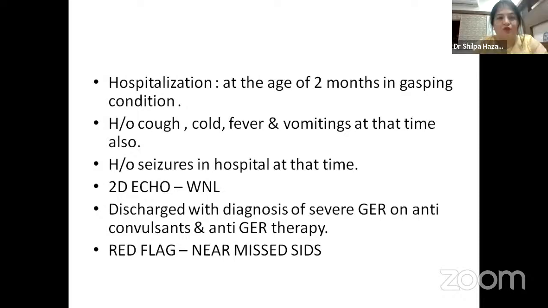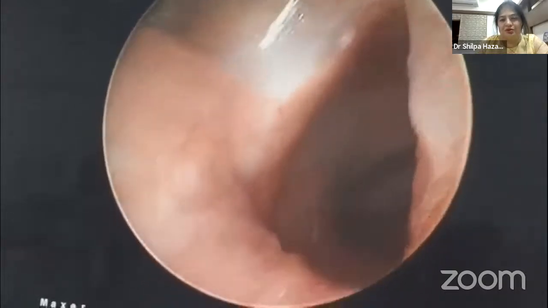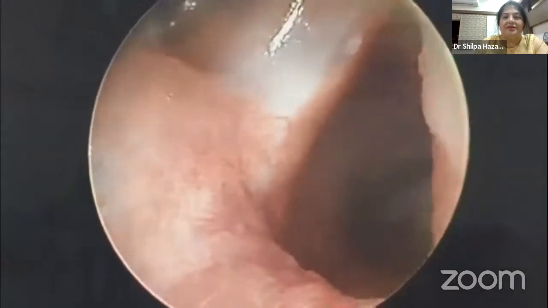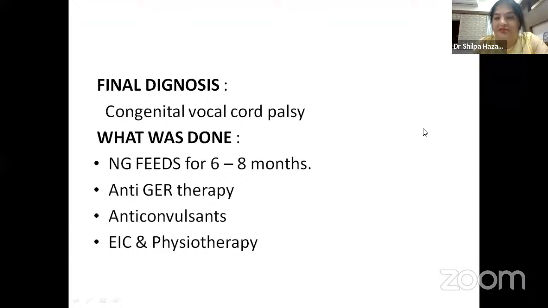So let me tell you what we did. One thing we noticed in this child was that the cry was not very good, and we thought that probably there was something. So we did a bronchoscopy of this child, and there was a vocal cord palsy there. I'll just stop because everything else was normal. There was a unilateral vocal cord palsy in this child, and that was the reason for recurrent aspiration in this child.